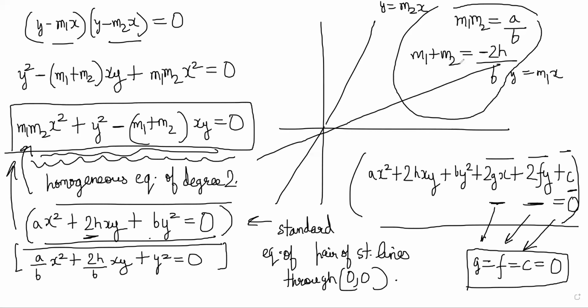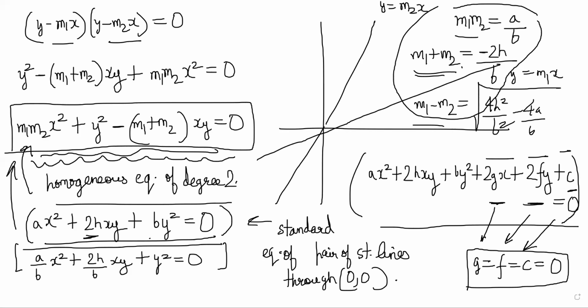And then if you know the product and sum of two things, you'll be able to find the individual things, right? m1 and m2 you can solve here, because you can find m1 - m2 now. You can just do 4h²/b² - 4a/b, and the root of that will be m1 - m2. Once you have m1 - m2 and m1 + m2, you can add and solve, and you'll get m1 individually and m2 individually, right?